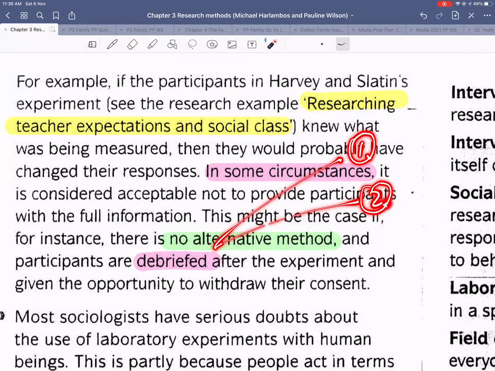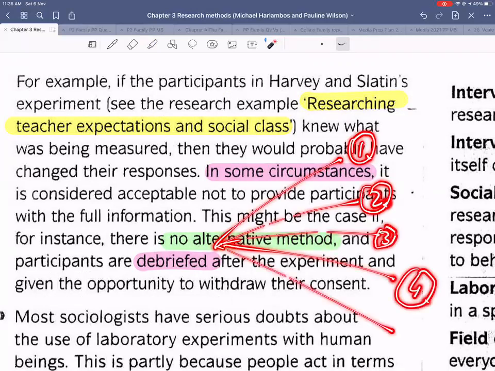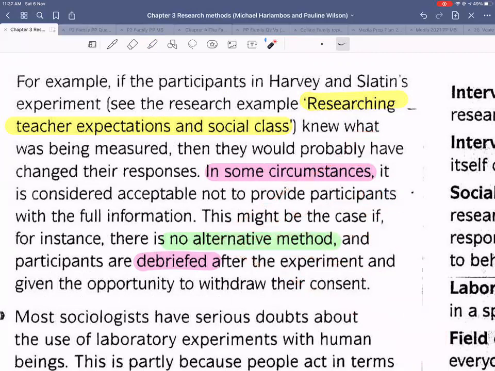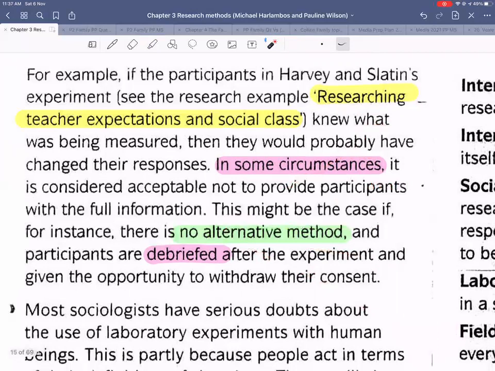Number four, you make sure that the participants leave the experimental premises in the right state of mind, with no psychological harm. Number five, I'm not sure about the numbering I'm doing over here, but still, if a participant is still adamant on getting his or her data removed, you might as well do that. If they're not allowing you to publish their data, you remove it. As simple as that. Participants are debriefed after the experiment and given the opportunity to withdraw their consent.